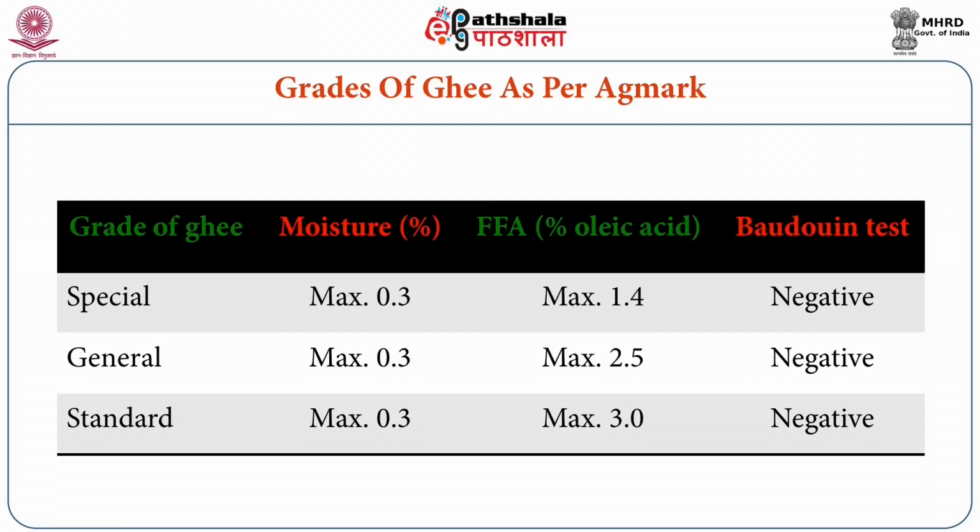As I had indicated earlier, there are 3 different grades of ghee, namely special, general and standard. In all of them, irrespective of the grade, the moisture content should be maximum 0.3%. That means the fat content would be 99.7% minimum. Bowden test, as I told you, for FSSAI, obviously no adulteration with any dalda or hydrogenated vegetable oil can be tolerated by anybody. So the Bowden test should show negative.